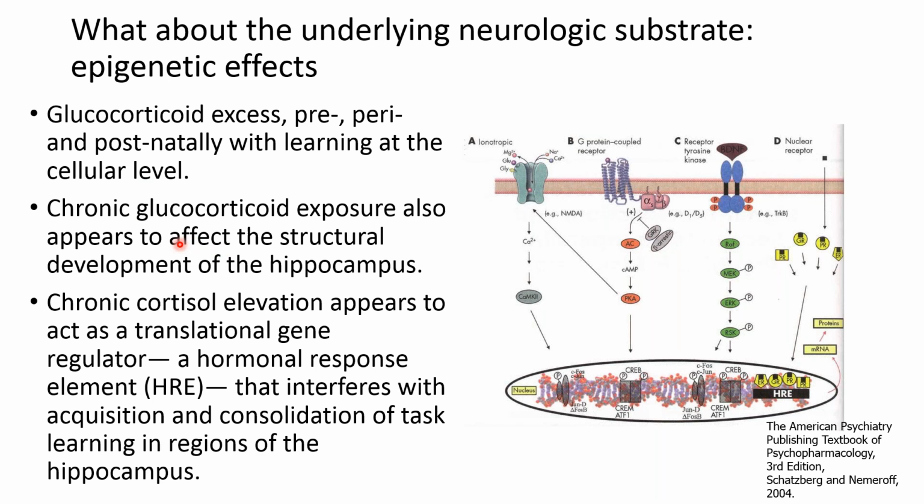And the real problem is that chronic cortisol elevation acts as a hormone response element. And what hormone response elements do, and you see that this is a glucocorticoid receptor here, is block genetic transcription. So what happens when you need to make new ion channels, new neurochemical G-coupled protein receptors, new cell membranes, new mitochondria? You've got to make all this stuff. And we know that when you learn something, you make protein to do it. So you have to transcribe protein.